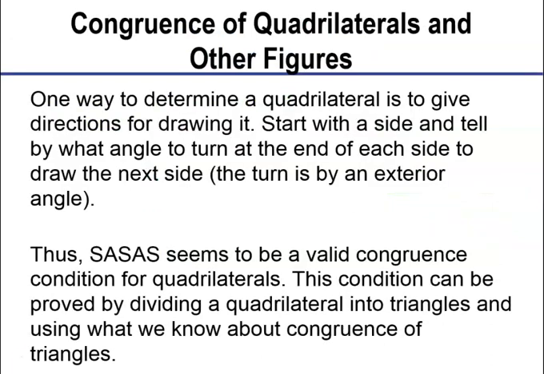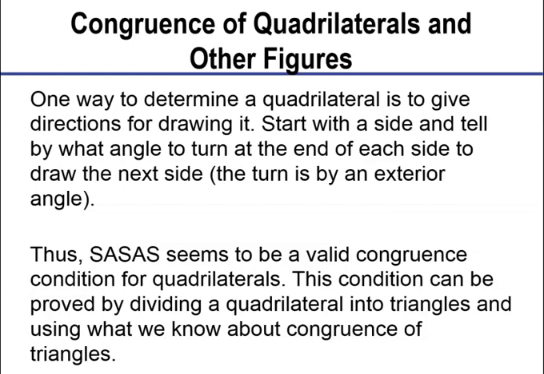Now here's an interesting topic. It refers to the idea of a construction backing up our properties. Remember, we did a construction for side, side, side. We did a construction for side, angle, side. And we did construction for angle, side, angle, and angle, angle, side. Well, they discuss a construction in terms of a quadrilateral. It says one way to determine a quadrilateral is to give directions for drawing it.